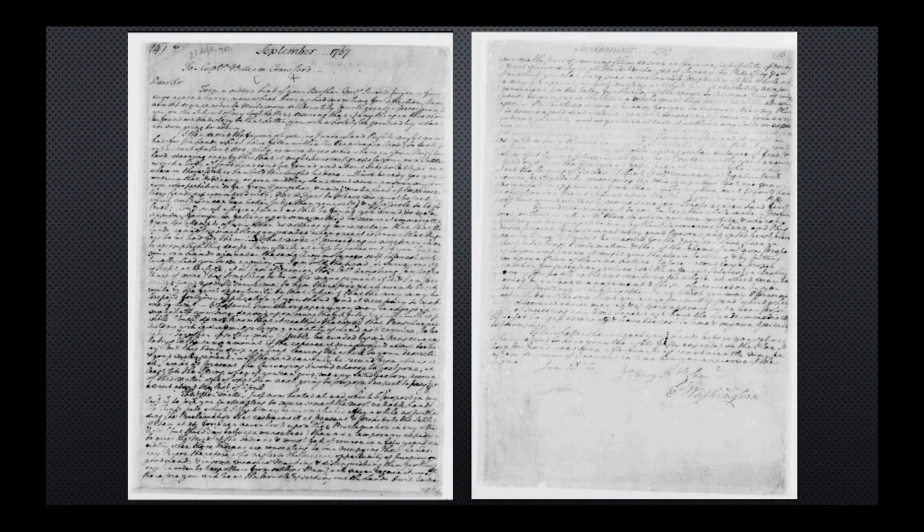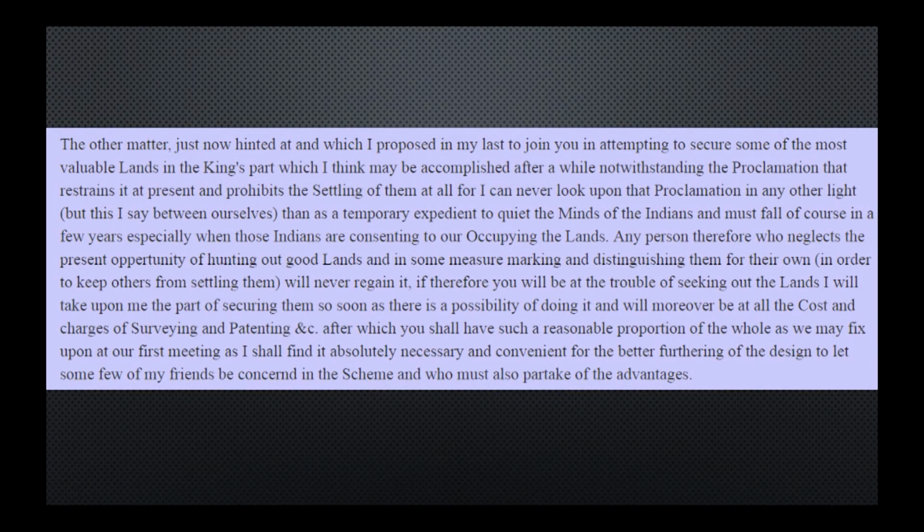And this is a letter that's written by none other than, I don't know if you can make that up, Washington. George Washington, yes. And don't worry, I'm not going to make you read this, but there is a section of this letter that we are going to take a look at, and here it is.